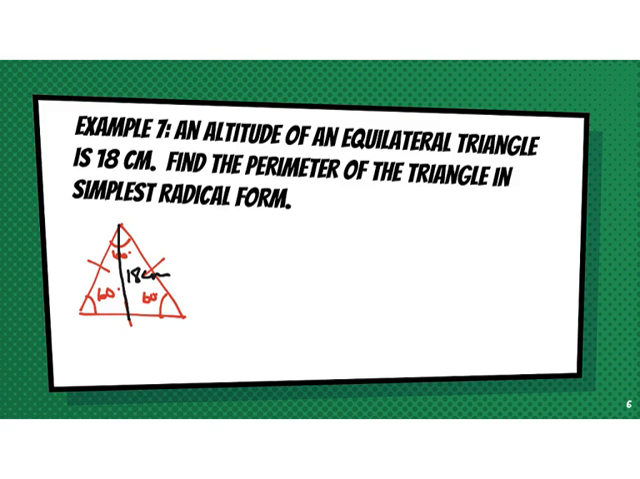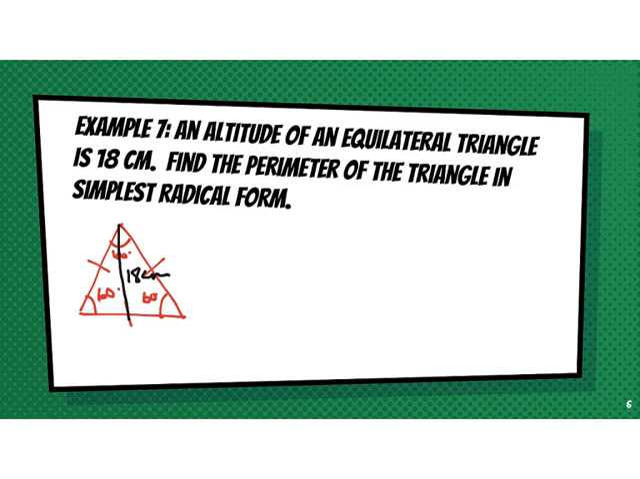Remember, the perimeter is adding up all of the sides, so we need to find all the sides. Basically, we have just one length to determine the side in simplified radical form, and we're going to figure this out. Again, remember, always please draw pictures to help you with word problems.